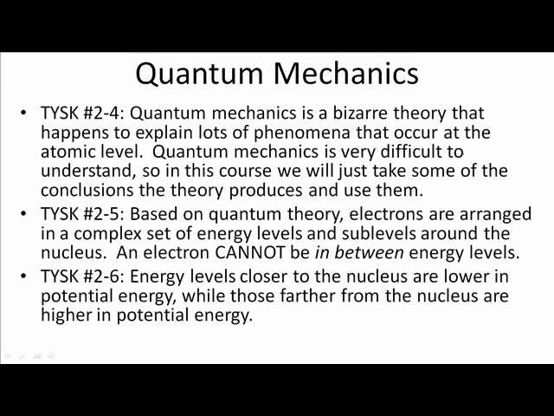What it tells us is electrons are arranged in this set of energy levels and sublevels. And they can't be in between energy levels, so they're always going to be in one of these energy levels. Energy levels closer to the nucleus are lower in energy, further from the nucleus are higher in energy. So that still holds true. That's a concept you should understand.